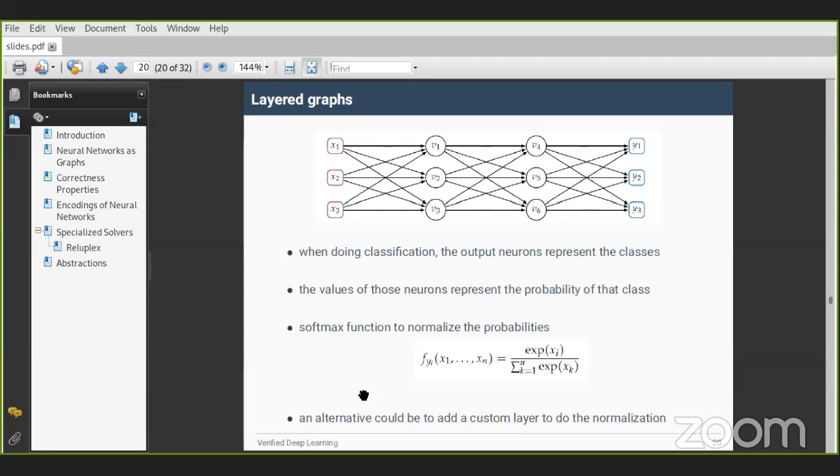So what is an alternative? An alternative could be to add a custom layer to do this normalization. For instance, you could have simply done y1 by y1 plus y2 plus y3. You could have added a layer which gets an edge from y1, y2, y3, and at the top neuron it computes y1 by y1 plus y2 plus y3, then y2 by y1 plus y2 plus y3, and at the third neuron it computes y3 by y1 plus y2 plus y3. Once again, it adds up to 1. So you can do this to do classification.